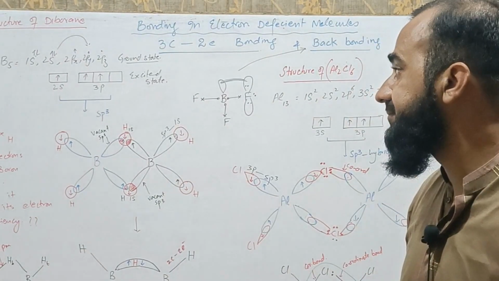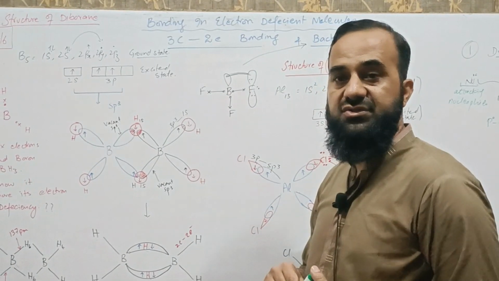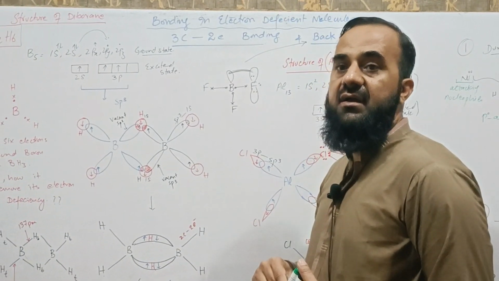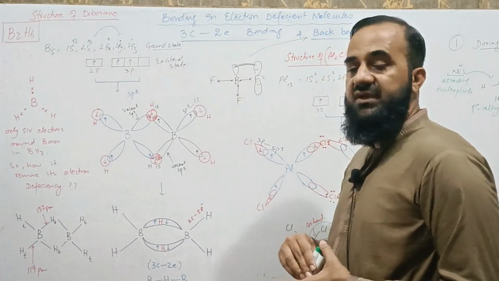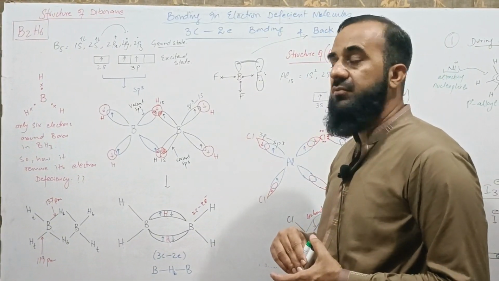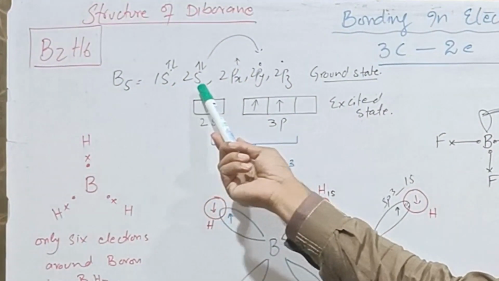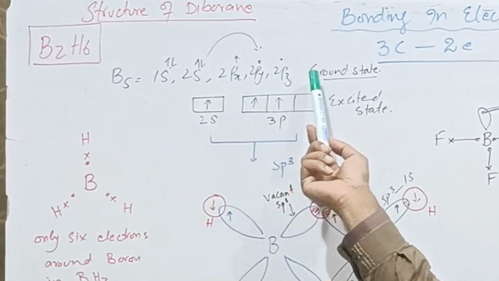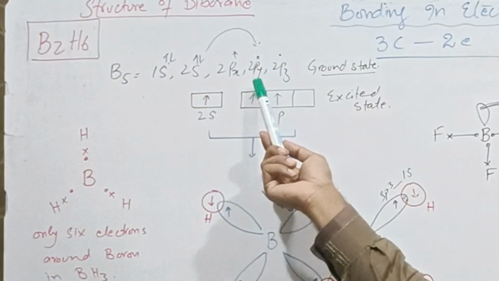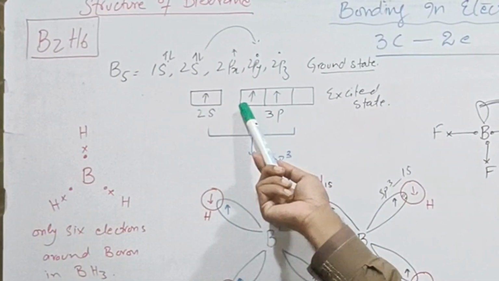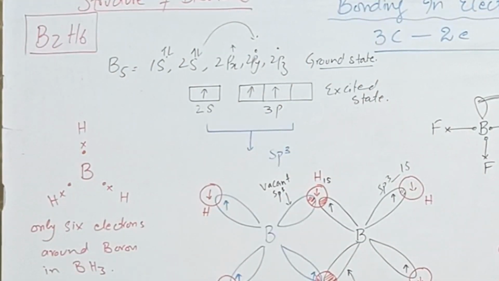Let's start with the electron deficient atoms, which usually belong to the second and third group of the periodic table, and specifically those atoms which form covalent bonds. If we take the example of boron, its electronic configuration in ground state is this, and in excited state this electron from 2s jumps to the vacant 2p orbital. So it has 3 unpaired electrons in its outermost shell.